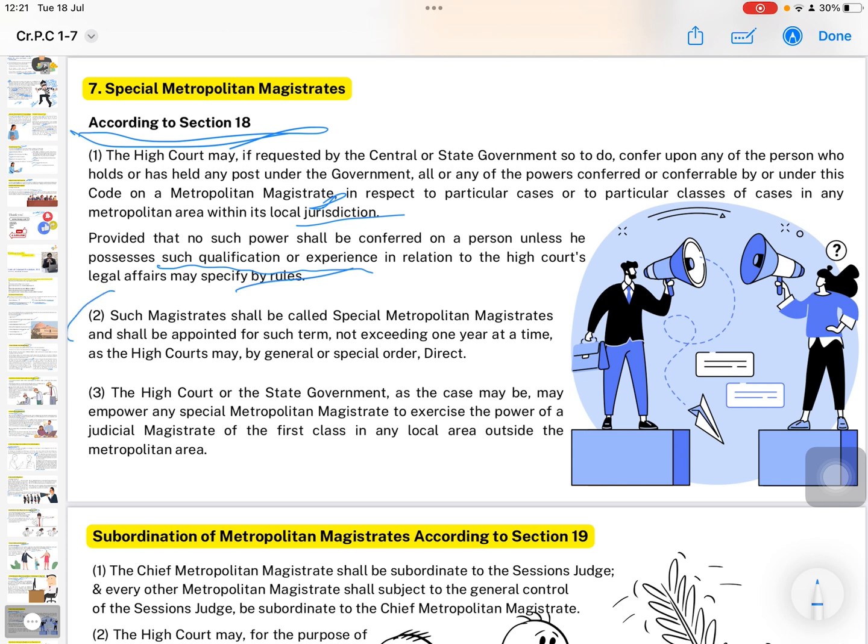Such magistrate shall be called a Special Metropolitan Magistrate and shall be appointed for such term not exceeding one year at a time, as the High Court may by general or special order direct. The High Court or the state government, as the case may be, may empower any Special Metropolitan Magistrate to exercise the power of a Judicial Magistrate of the first class in any local area outside the metropolitan area.